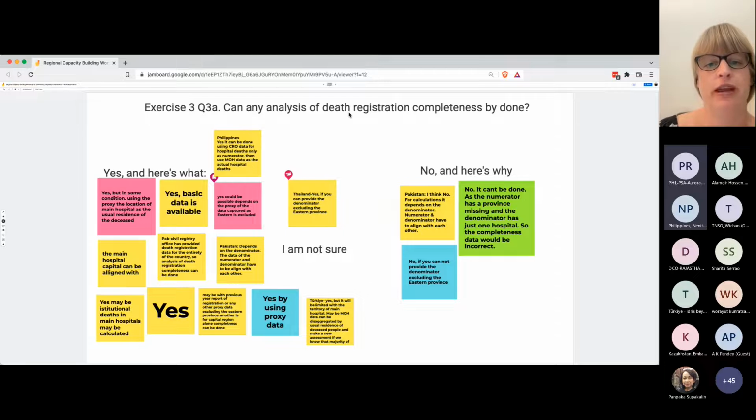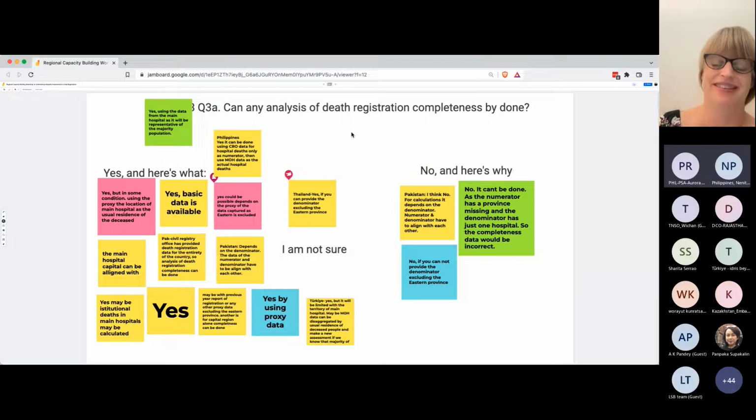some of you had mentioned, well, you can't do death registration completeness for the whole country, which is true because you're missing some regions. And some of you mentioned, well, maybe you can use something else for your denominator or some other kind of information or data, which is also true, but that wasn't quite what I was going for, but I didn't specifically say that in the way that I worded the question.